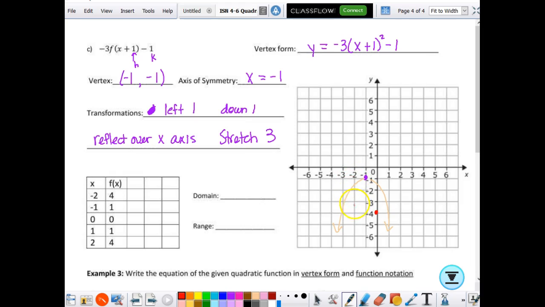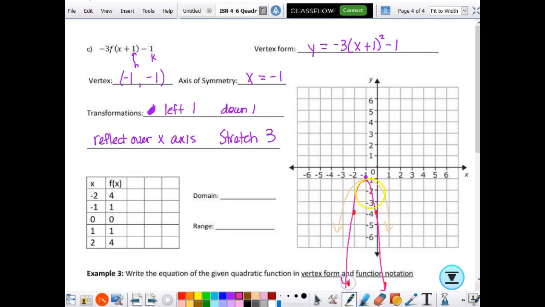Out 1, down 3. Now we're going to go out 2. Normally you would go down 4. Remember, from the vertex, it's out 1, up 1, and then out 2, up 4. Okay, so out 2, 4. 4 times 3 is 12, so it's going to be way down here, way further than I can even go. And that's okay that you can't graph it.